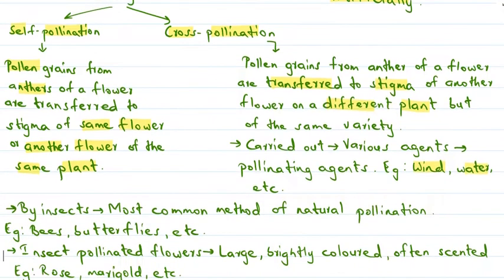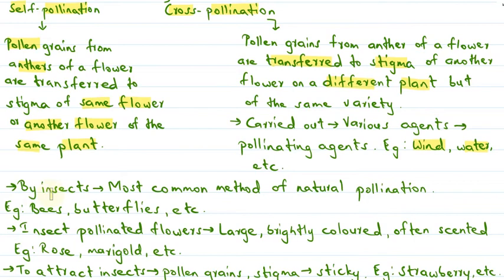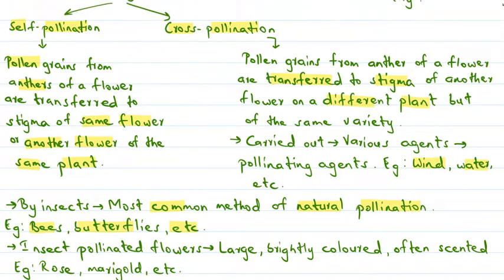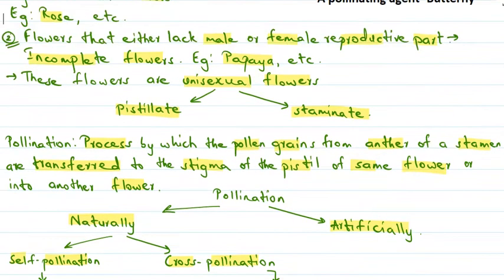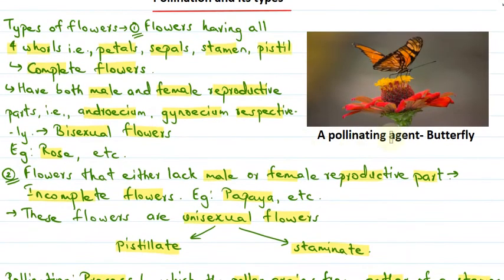So insects are also an agent of pollination. In case of pollination by insects, this form of pollination is the most common method of natural pollination. So the insects could be bees, butterflies, etc. Here we can see an image of pollination. Okay, so here the pollination is being carried out by a butterfly. It is an example of insect pollination, or pollination by insects. So this is the most common type of natural pollination.